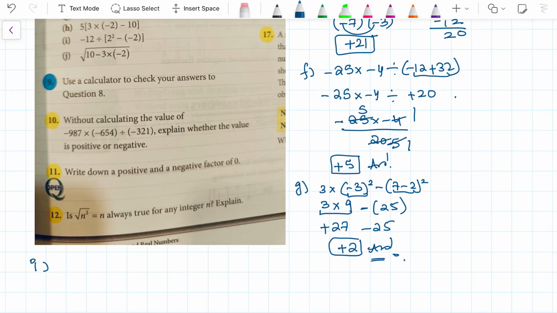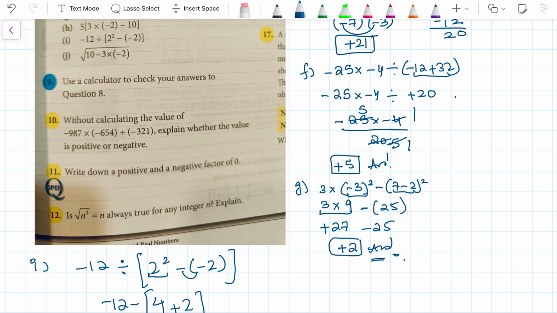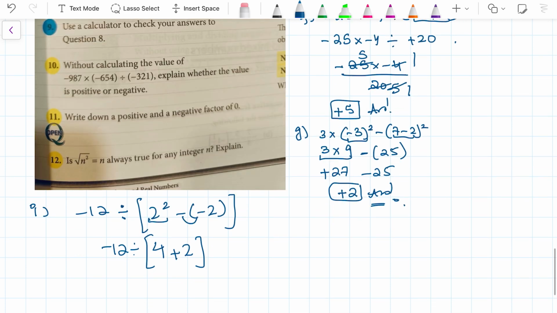I skipped some of the parts because I think you can do them yourself. 2 square is a 4. Minus minus is a plus. 4 plus 2 is a 6. 6 times 1, 6 times 2.